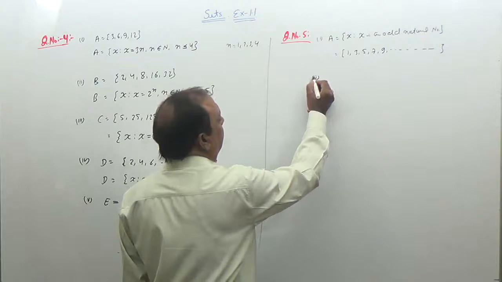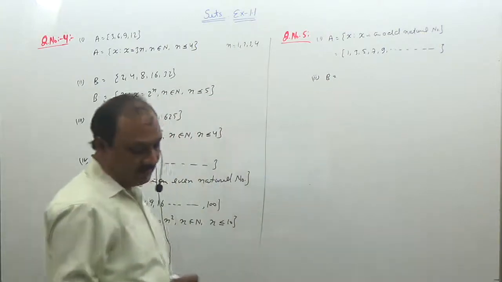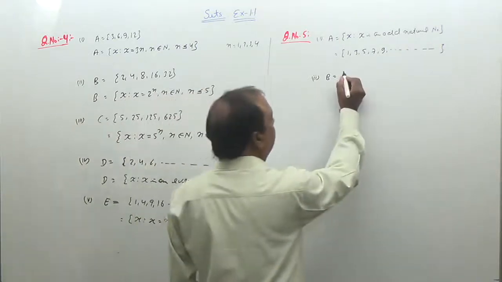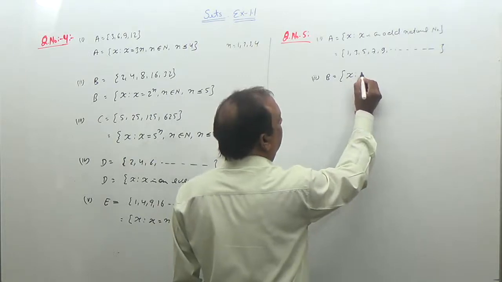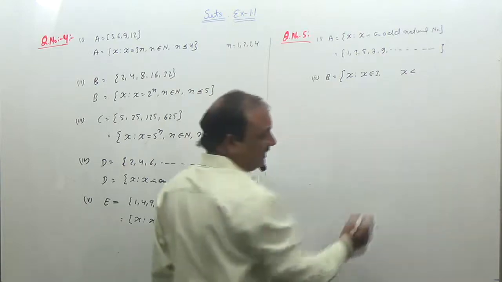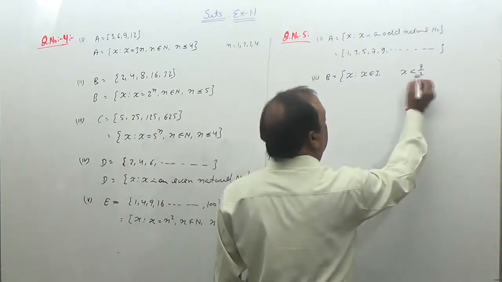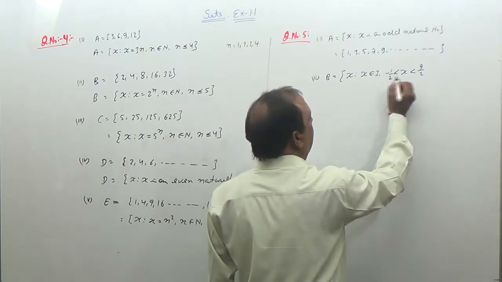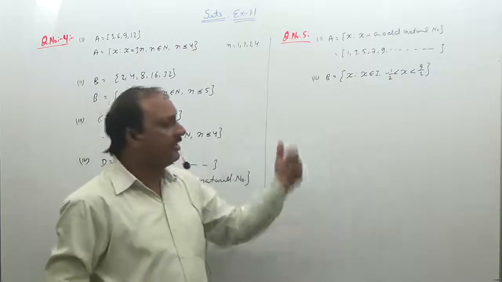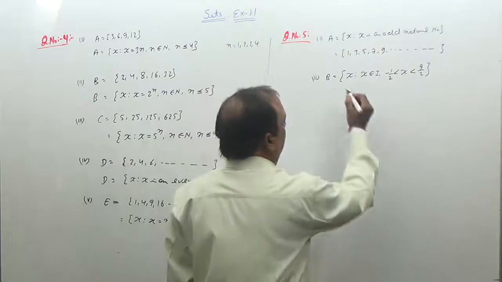Second one is set B. Set B is the set of elements of the integers x such that x is an integer where x is less than 9 by 2 and greater than minus 1 by 2. So this is a set builder form. We want to write down its roster form.